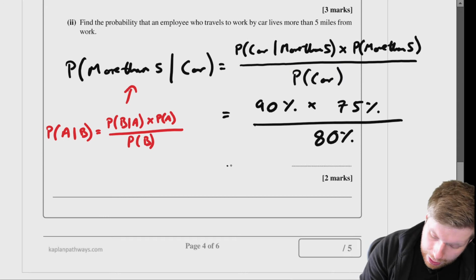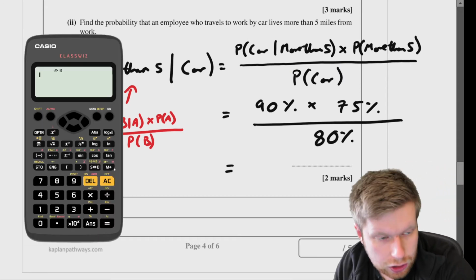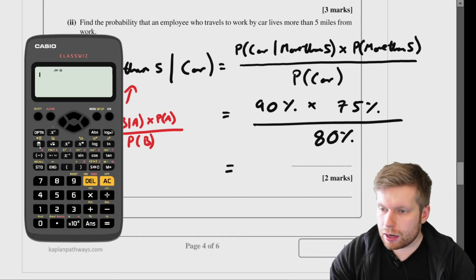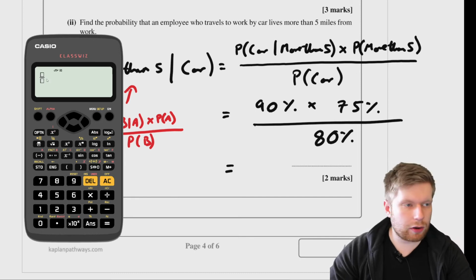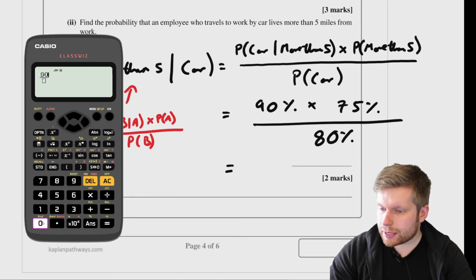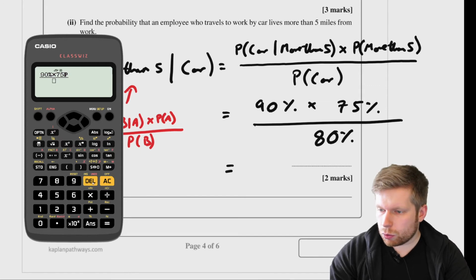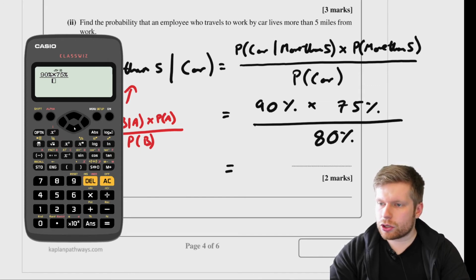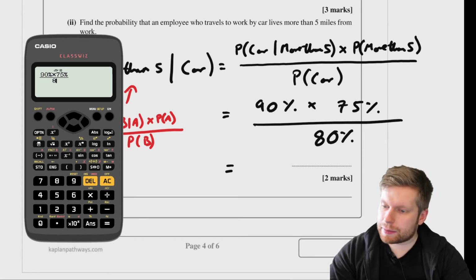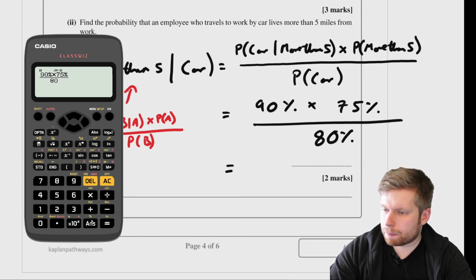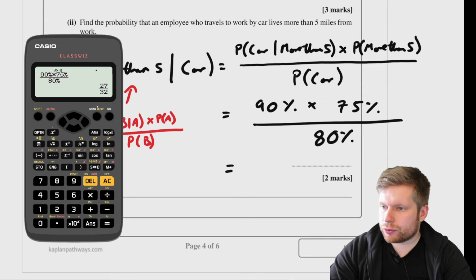All right, fantastic. Now it's just a job of putting all of this into your calculator. Let's have a look at this. We're going to type an empty fraction first to get our fraction up. Then we go 90% times 75%, and then I want to go down to the denominator. Make sure it's percent. There we go. Then press down, and I'm going to enter 80% because we just calculated that. Okay, and if we hit equals, we get that.